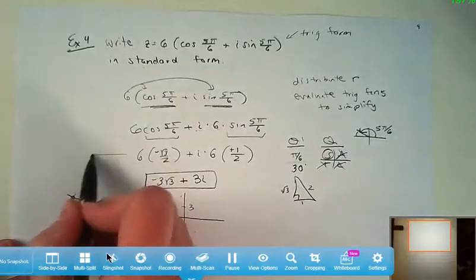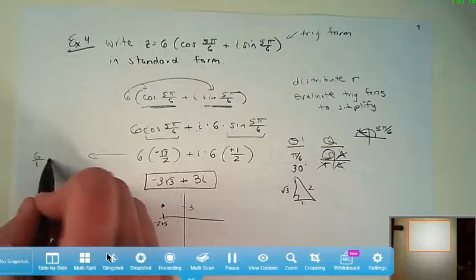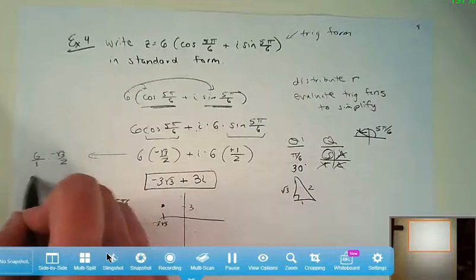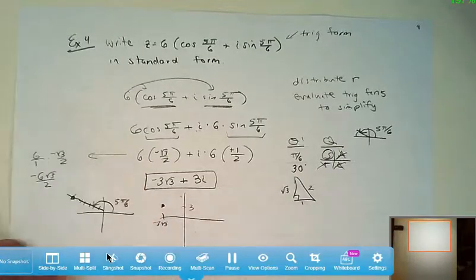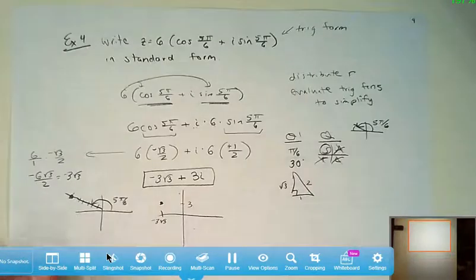And one last side note for anyone who had a little trouble with 6 times negative radical 3 over 2, just make it 6 times 1. So what you have is negative 6 radical 3 over 2, and this is going to reduce, and that's how I got negative 3 radical 3.